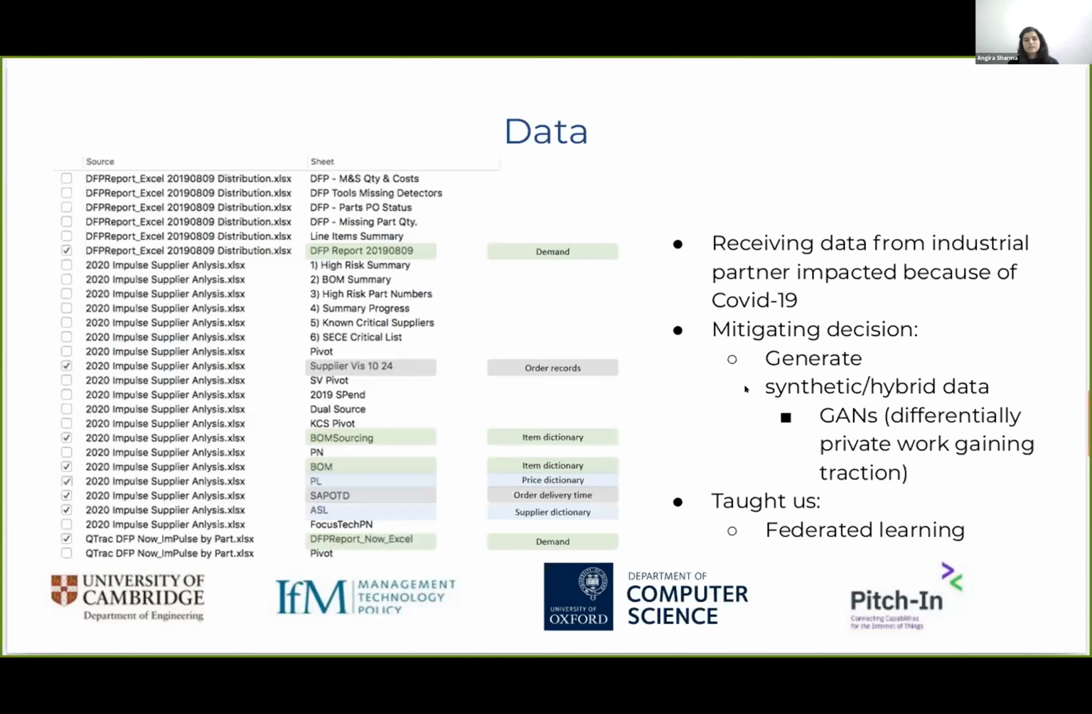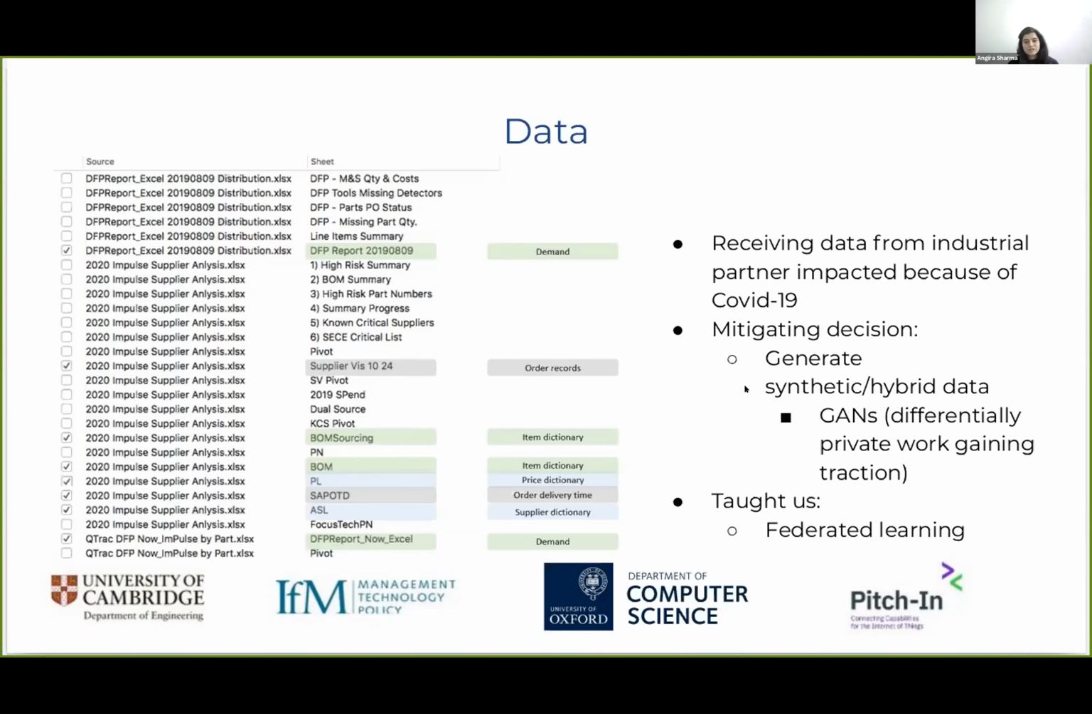Now, talking a bit about the data that we've received from the industrial partner. If you look on the utmost left side, we did receive a bunch of sheets, but out of these, only 8 are unique, and the rest of them can be summarized by these 8. Because of COVID, we did face a challenge in receiving further data from the industrial partner. To mitigate this problem, we are working on generating hybrid data.